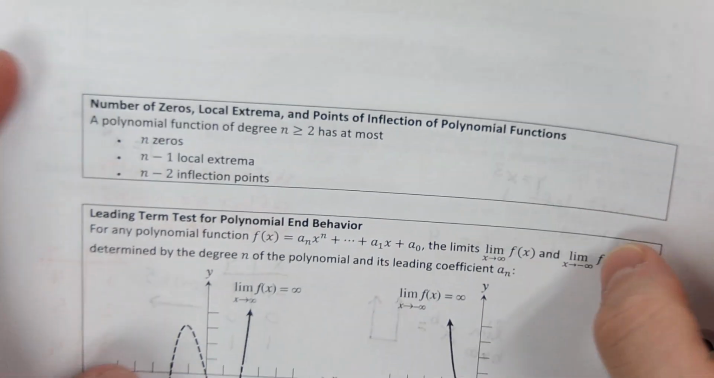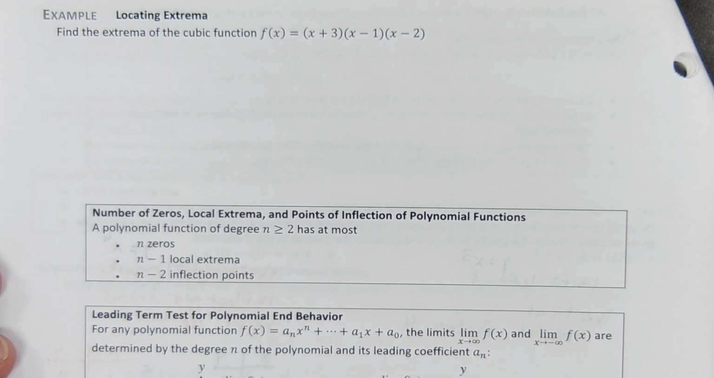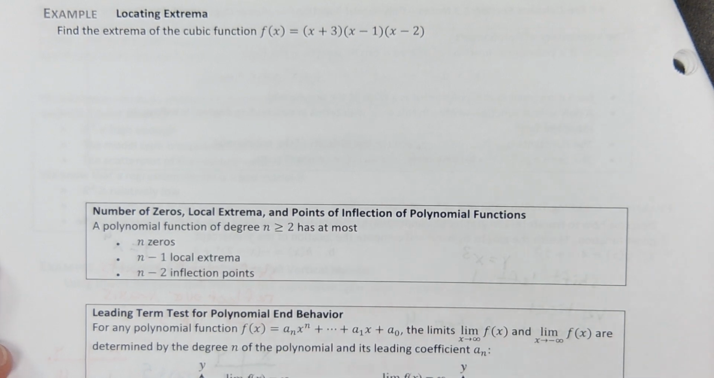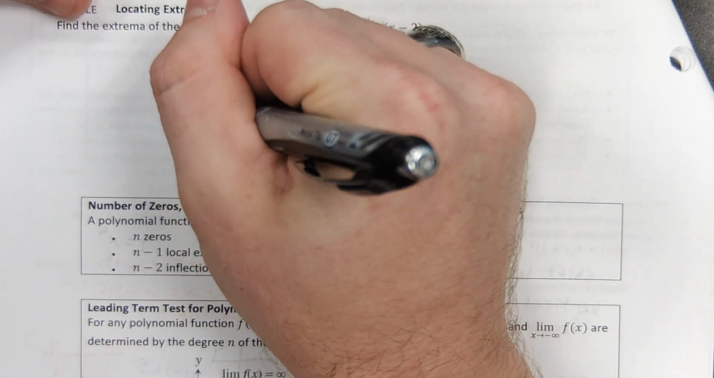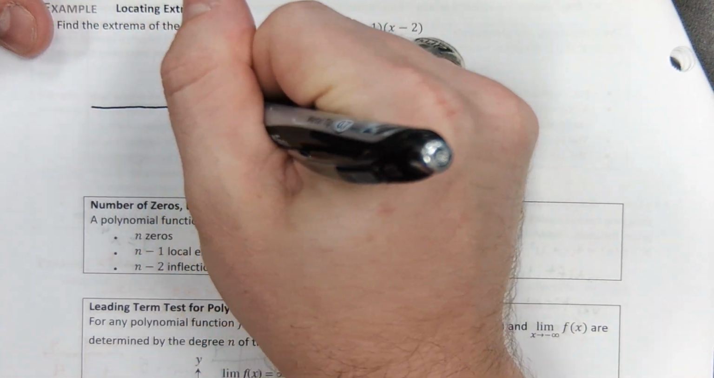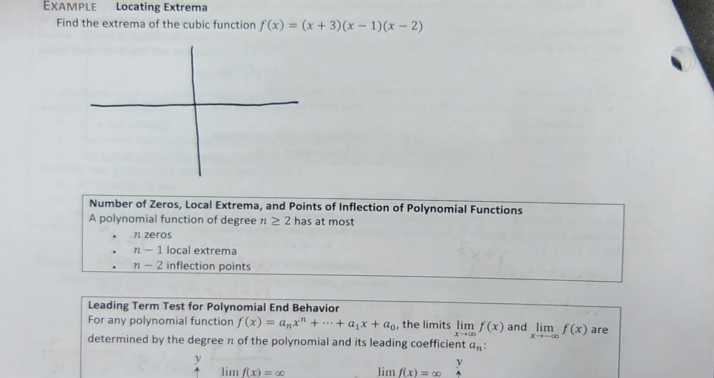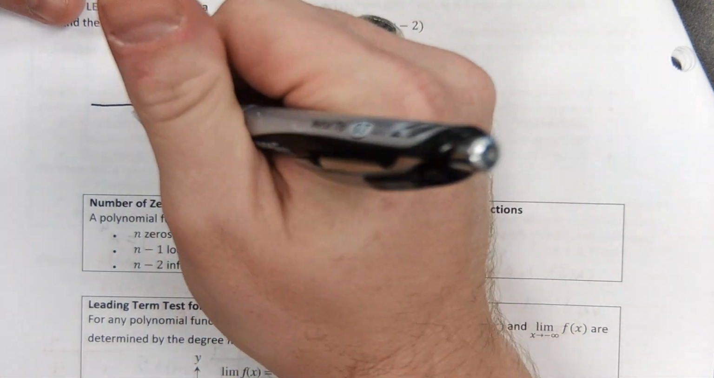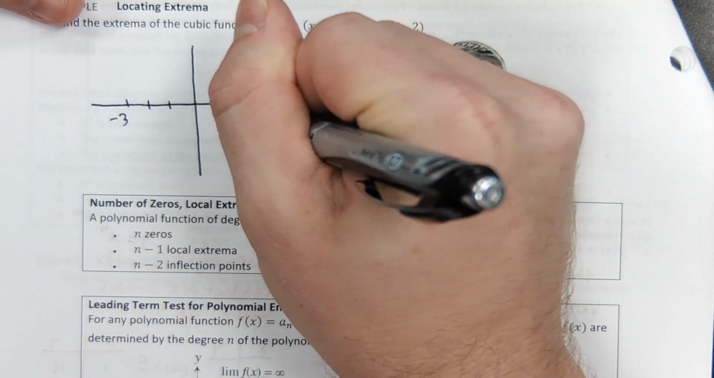On the back, we were asked to find the extrema of this cubic function. Extrema: maximums and minimums. First, before I touch my graphing calculator, solving by factoring. What makes this polynomial equal 0? What values of x, Adi? Negative 3, 1, and 2. There it is, because it's whatever makes the insides equal 0. So x equals negative 3, x equals 1, x equals 2.